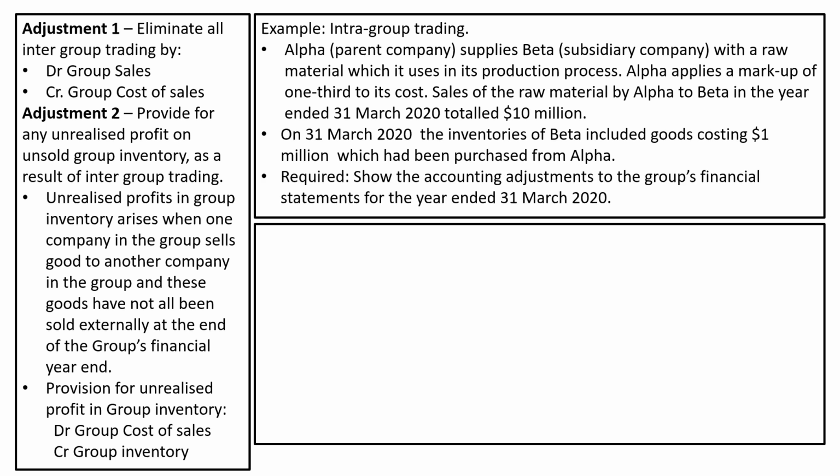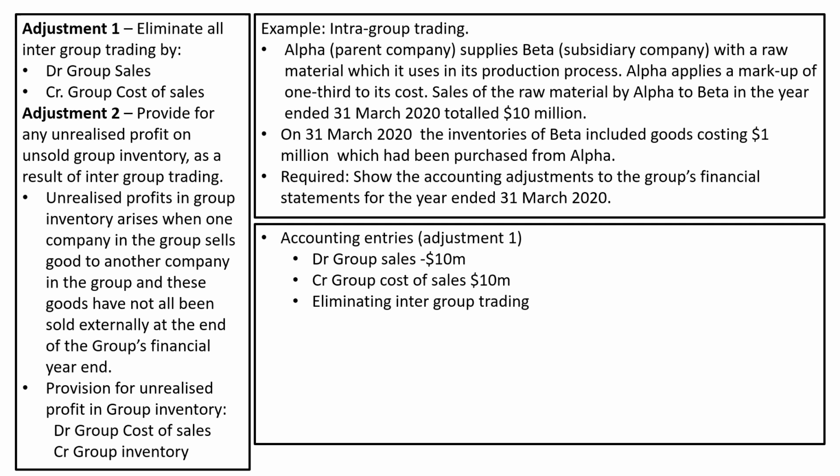So what we are asked to show here, or to make, is the accounting adjustment to the group financial statements for the year ended 31st of March 2020. Now, the first adjustment is to eliminate the intergroup trading, and we do that by reducing the group sales by 10 million, which is the amount of intergroup trading, and at the same time we reduce the group cost of sales by 10 million.